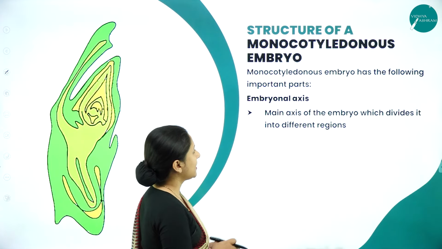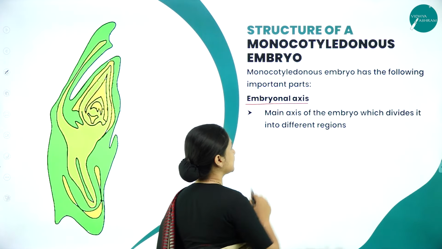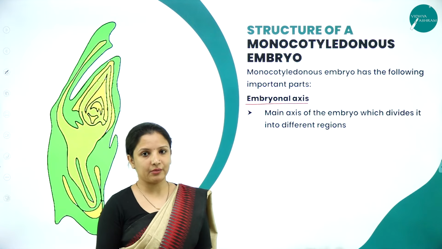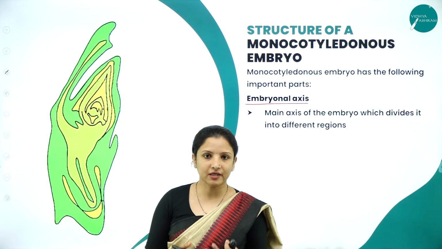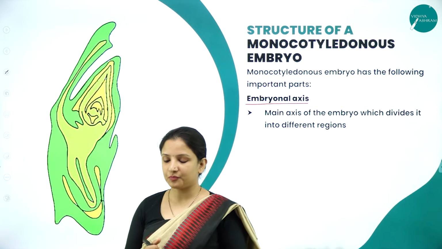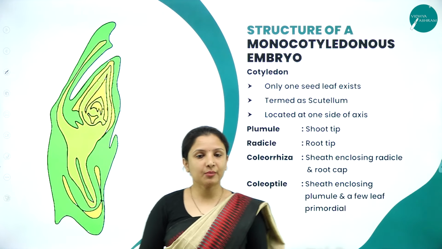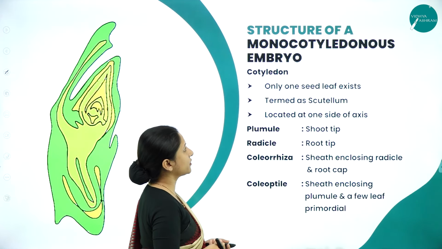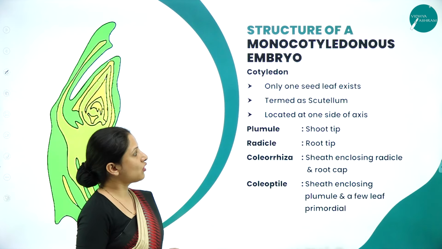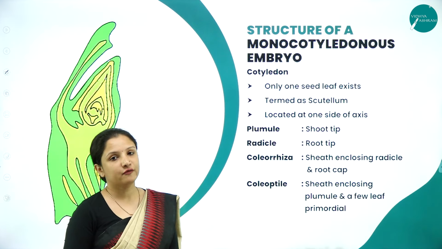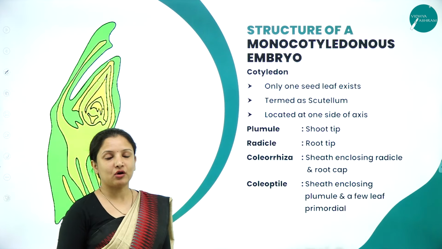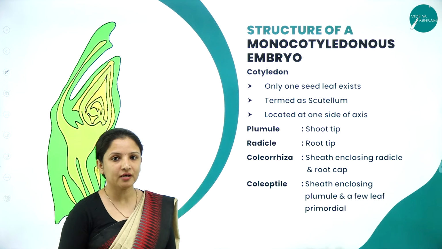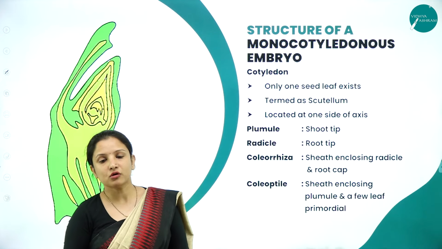The monocotyledonous embryo also has the embryonal axis. It is the main axis of the embryo which divides the embryo into different regions or parts. So what are those parts? Let's look into it. First we'll talk about the cotyledon. Only one cotyledon exists in the case of monocot embryo. That is why it is called a monocot. Mono means one, cot is nothing but cotyledon, monocotyledon.